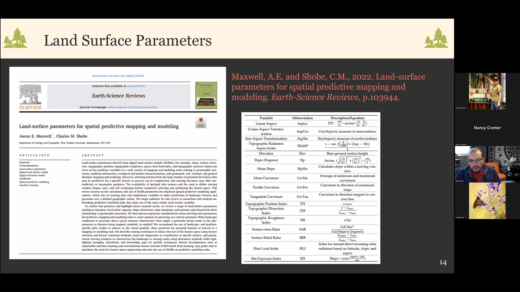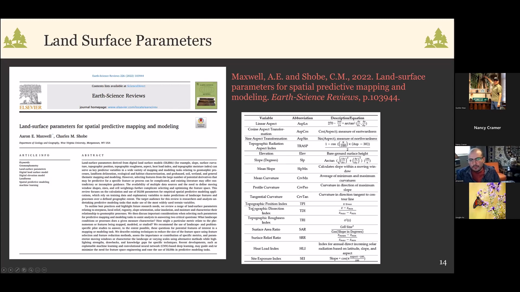In terms of the terrain data, we derived a series of metrics from the NED, or National Elevation Dataset, 10-meter data, which were then subsequently aggregated up to the Landsat scale at 30 meters. So just a few examples here. We tried to incorporate measures that take into account the aspect and potentially incoming solar radiation and moisture at a location. So those include the topographic radiation aspect index, the heat load index, the site exposure index.